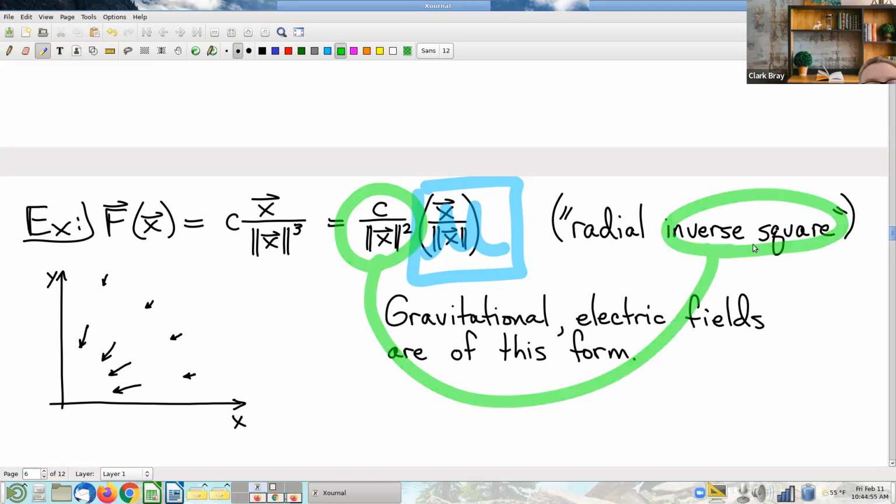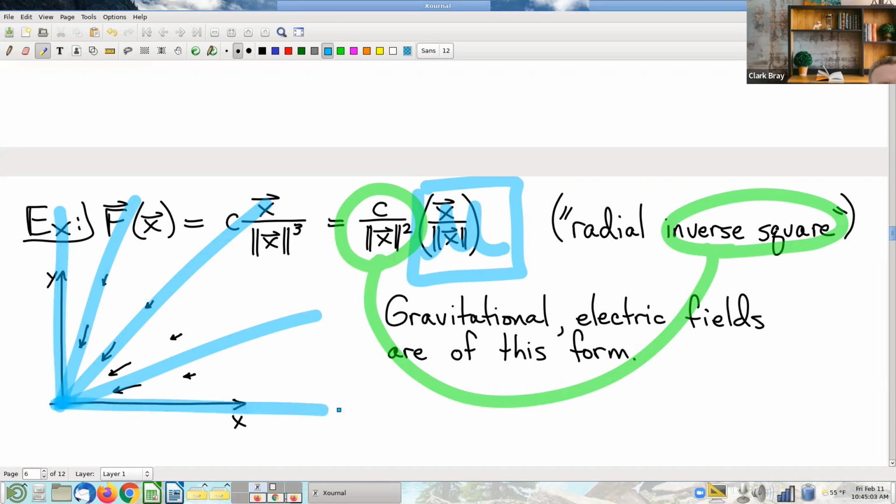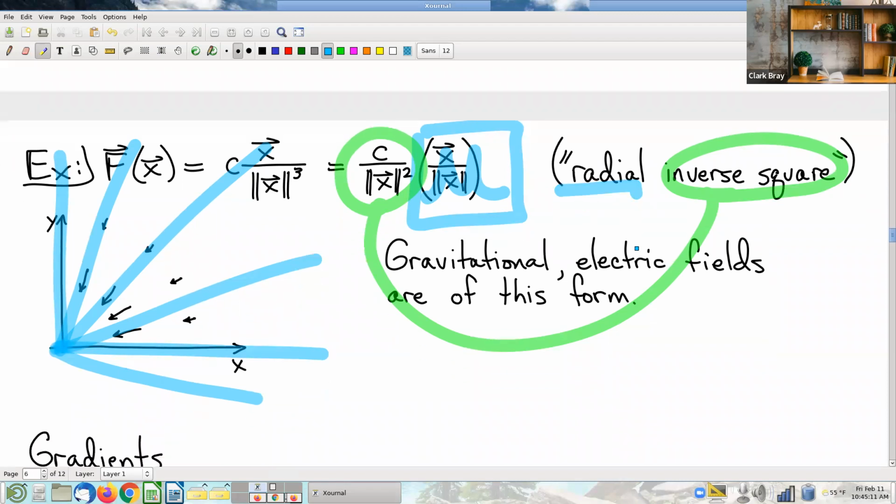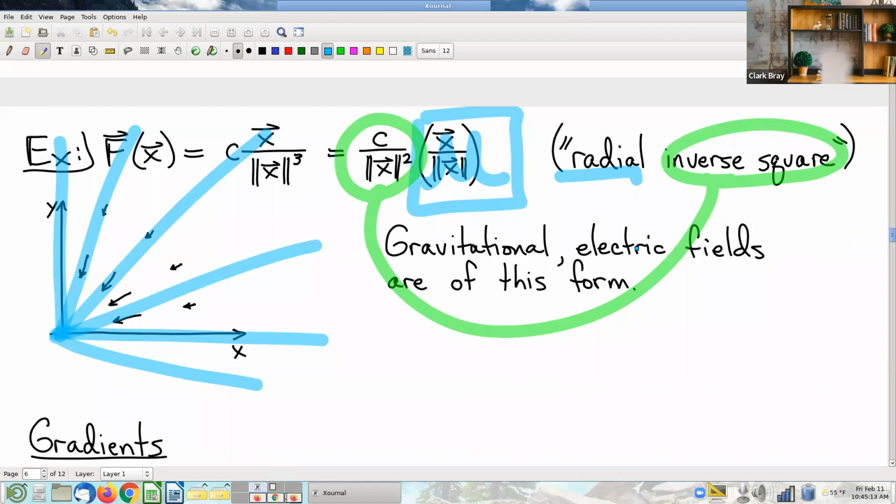This unit vector, of course, always points radially, right? It's a normalized position vector, so it always points radially, and thus the term radial inverse square. Everybody happy? Yeah, question. In this example with C being negative. Yes, in this example, C is negative.